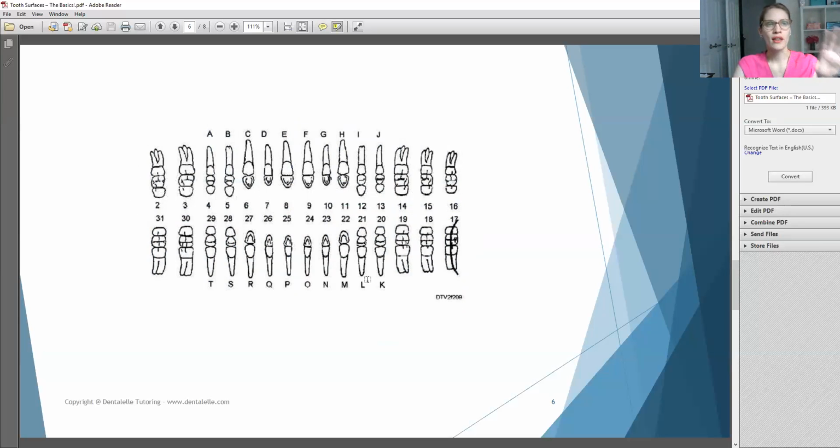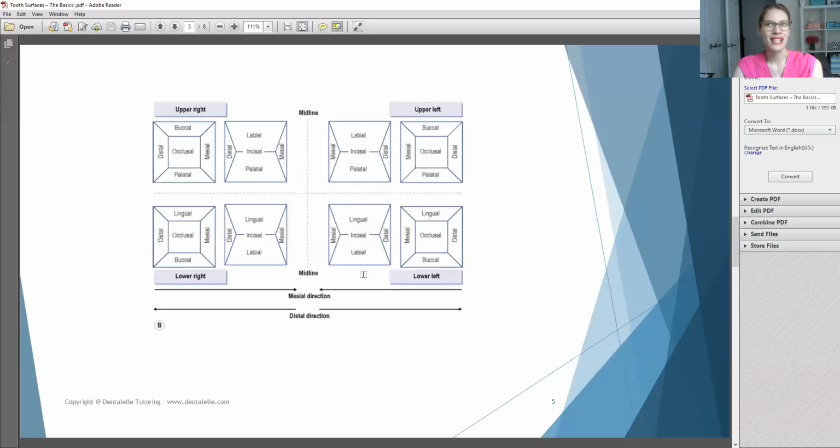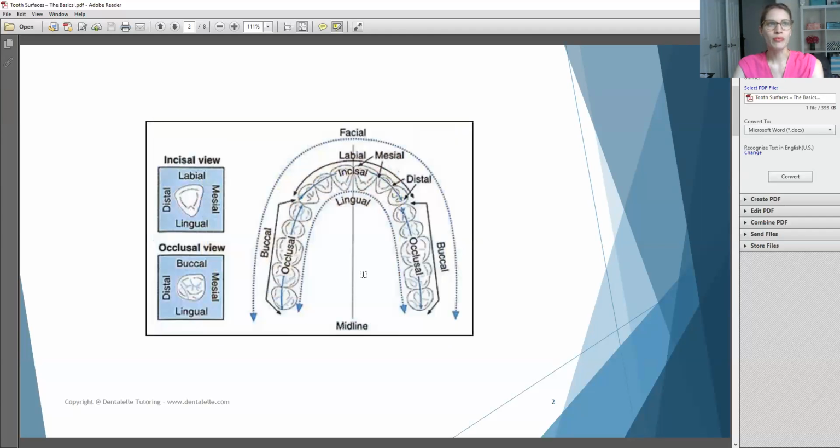But what I thought this image was showing was the Canadian numbers and the American numbers, because depending on where you're watching this, you may be confused with the tooth numbers because I'm in Canada, so I talk about Canadian numbers. But the numbers isn't really the big thing here now. The main thing is just sort of learning the tooth surfaces.